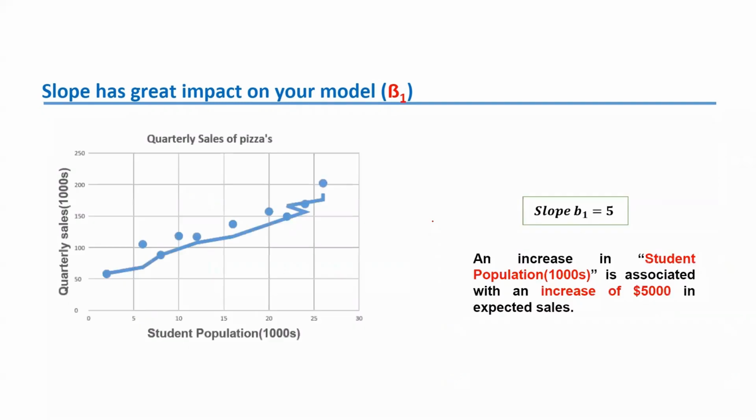Let's understand this. Now, if you have a model which says y equals mx plus c, for now don't consider the error. And if I say y equals, for example, 5x plus c, it means the m value, or the slope value, or the beta 1 value. If you say y equals b1x plus b0, in that case the b1 value is called the slope. It means that with an increase in the student population in thousands, the increase in the sale is going to be $5,000. So if your students increase by 1,000, then your sale will also increase by 5 times.